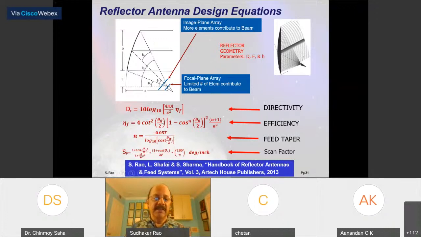So you can calculate them very easily. You can either refer to this book or a couple of my papers. So efficiency is very important. Like I said, you need to design this at least 80% efficiency. That depends on the taper. So you can calculate taper and then you can calculate the scan factor based on the offset reflector geometry. It's very easy. So you can even calculate the scan loss when you put a feed away from the focal point, in the focal plane or image plane. You can calculate that.